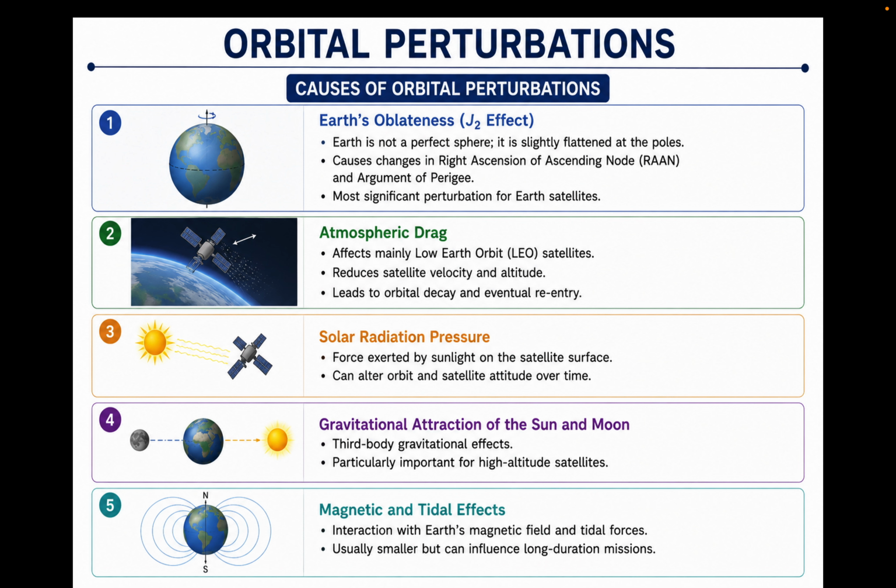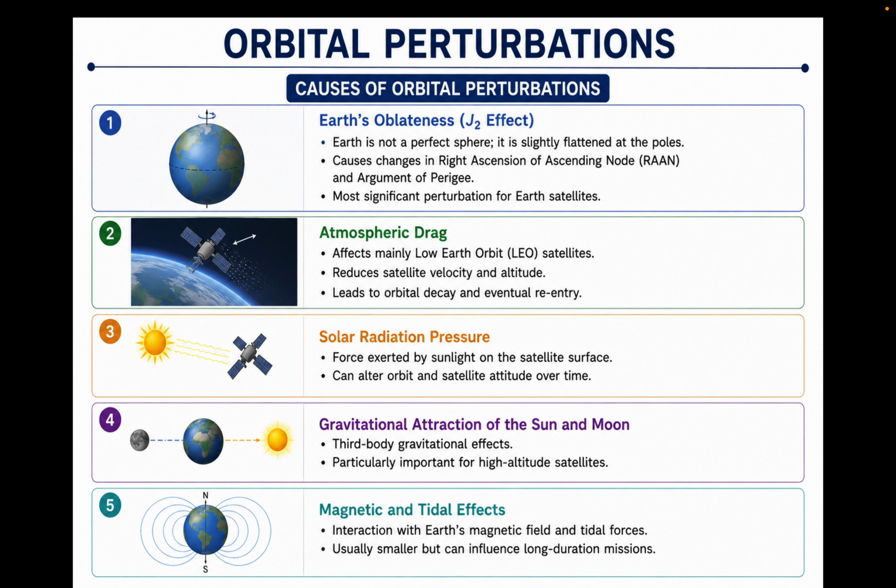Another orbital perturbation is solar radiation pressure, because the sun radiates so much heat energy, and this radiation can also cause a change in the path of the satellite. It is a force exerted by sunlight on the satellite surface, and it can alter the orbit and satellite altitude over time.